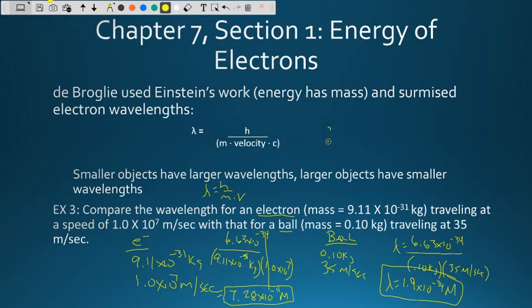And so I would say, based on this information, therefore, the ball has a much smaller wavelength than the electron. Notice it's a direct comparison, and you back it up with the numbers. So this is the second point.